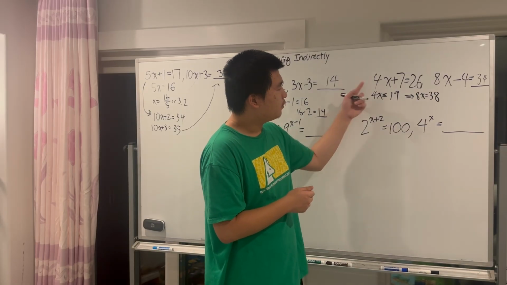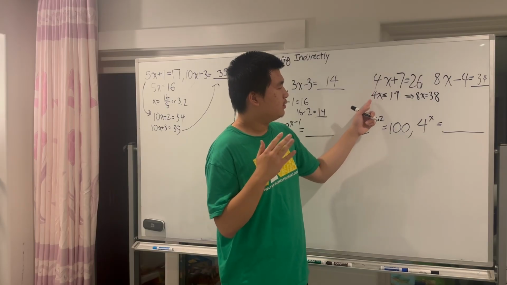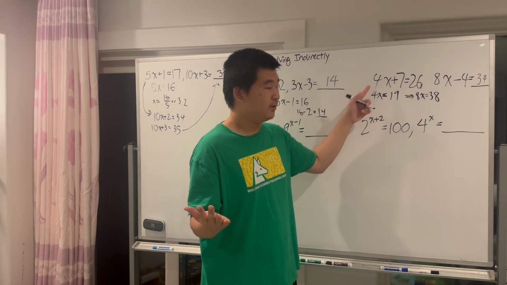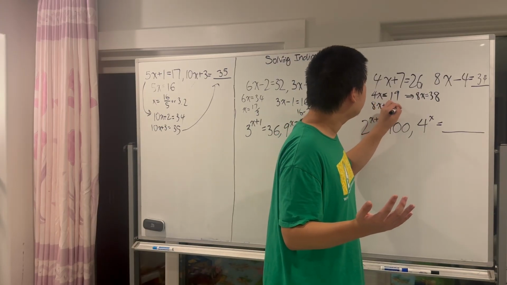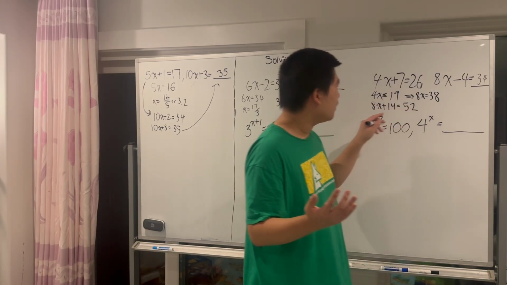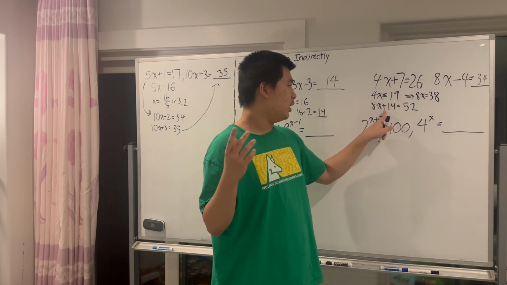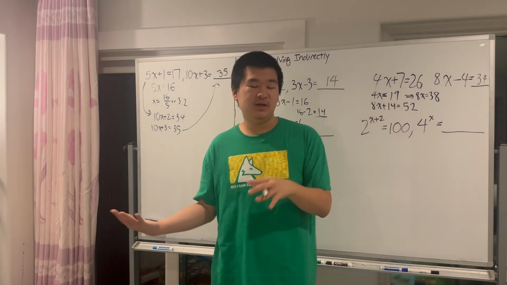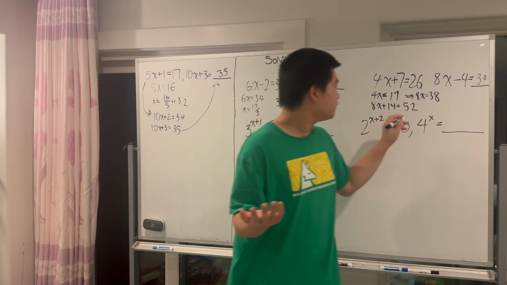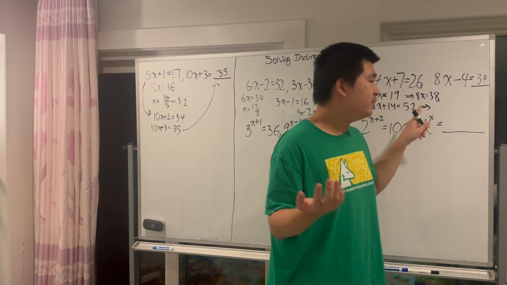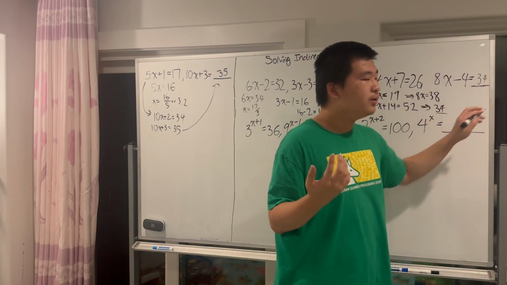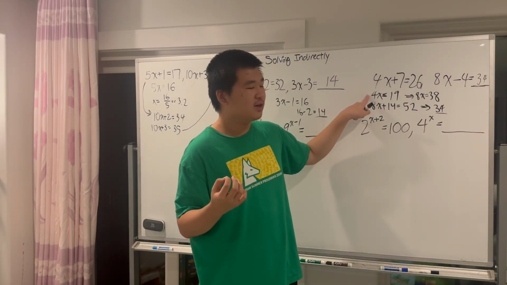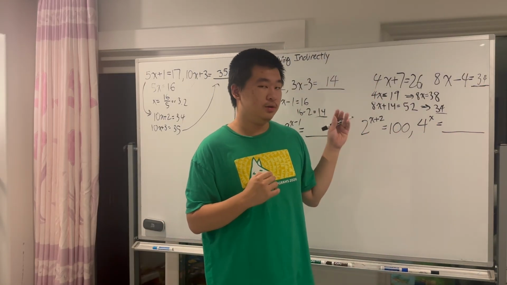So, of course, instead of solving for 4x, we could just multiply this by 2. And then we would get 8x plus 14 equals 52. Now, to get from plus 14 to minus 4, we have to subtract 18. So 52 minus 18 is again 34. So really, I personally don't find this technique easier, but if you do, absolutely you can use this.